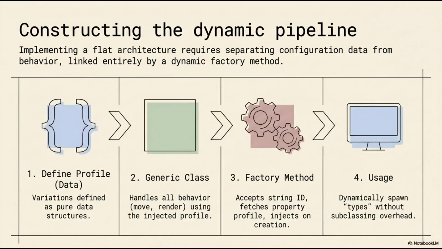The crucial third step involves a factory method, which accepts a string identifier, then fetches the corresponding property profile and injects it into the generic class during object creation. This entire pipeline culminates in efficient usage, allowing us to dynamically spawn various types of objects with distinct configurations, all without incurring the typical overhead associated with extensive subclassing hierarchies.